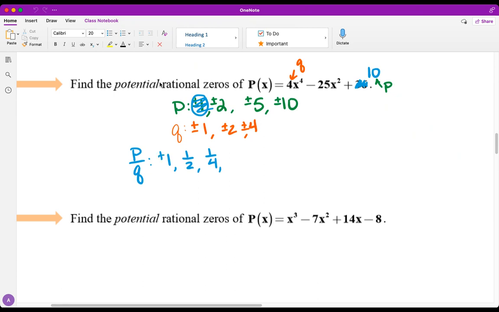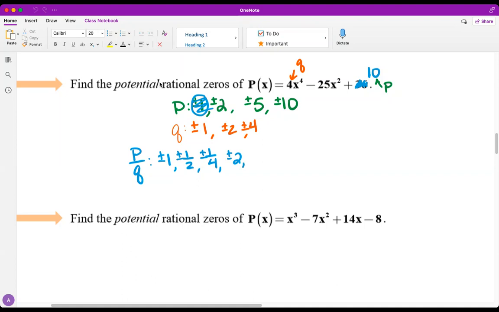Next, we're going to take 2 and divide it by all of the Q's. So 2 by 1 is 2. 2 by 2 is 1, but we already wrote it, so you don't have to write it again. And 2 by 4 is 1/2, which we also already wrote. So we're done with 2's.